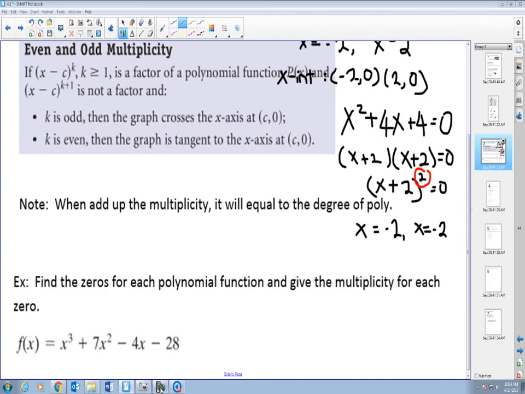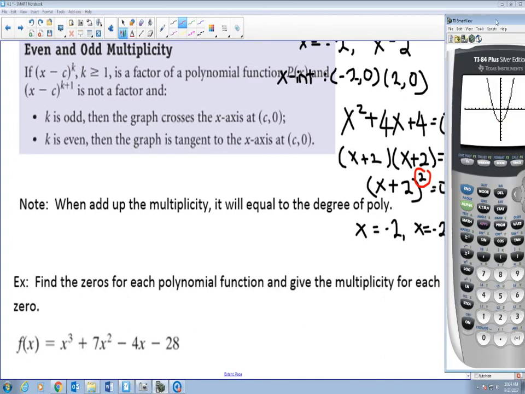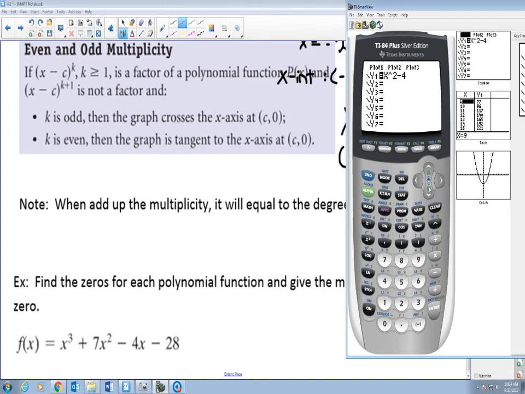So if I graph this function, x squared plus 4x plus 4 is a parabola, it actually turns right there at negative 2. It never crosses over.